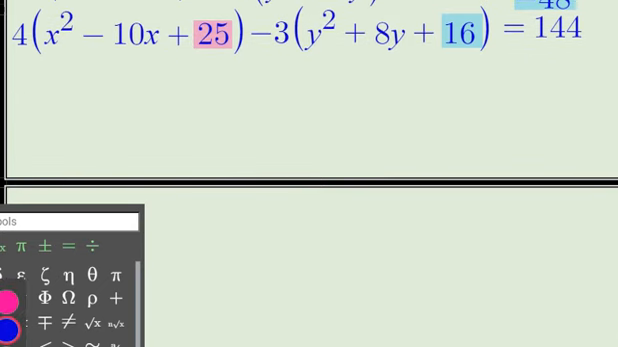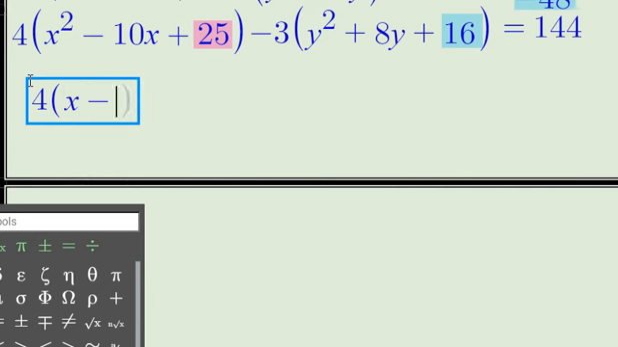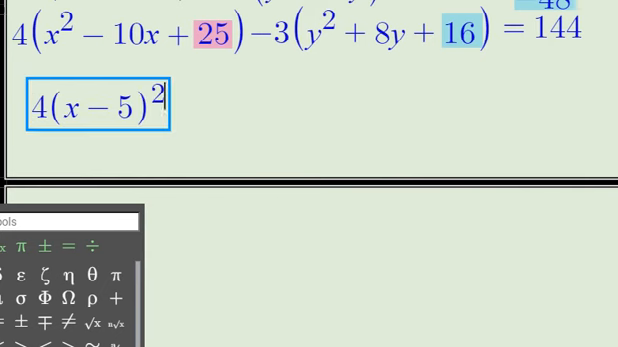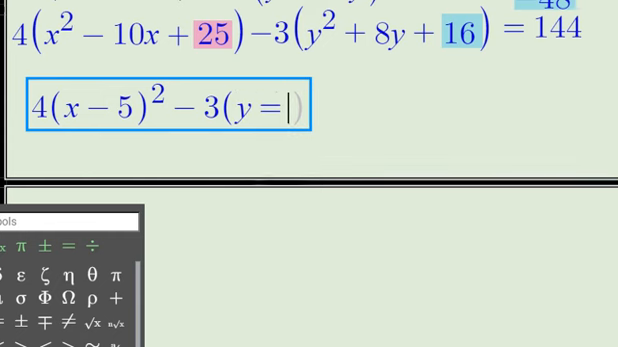So my first one, I still have my 4 in front. So I've got 4 times x minus 5 quantity squared, minus 3 times y plus 4 quantity squared, equals 144.